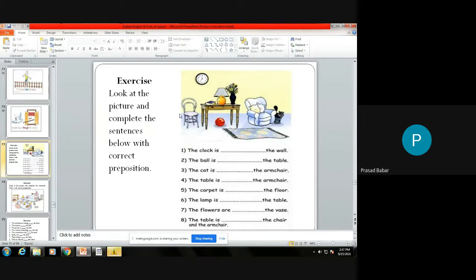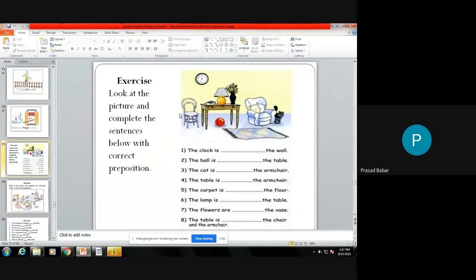Then the next is the lamp is dash dash the table. On. लॅम्प इज ऑन द टेबल. तो लॅम्प कुठं आहे? टेबलवर ठेवलेला आहे. ओके, दॅट इज वाय ऑन इज द करेक्ट प्रिपोजिशन.